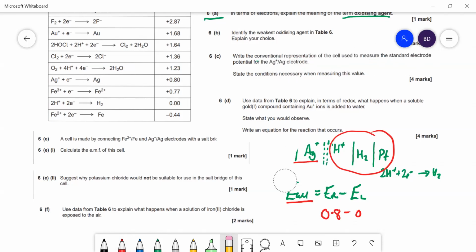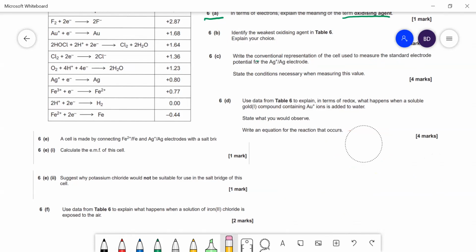Okay, state the conditions necessary when using that cell. Well, it's standard conditions, so it's going to be 298 Kelvin, 1 atmosphere pressure for the hydrogen, that's important, and the concentration of all ions, H+ and Ag+, at 1 mole per decimeter cubed. That is the standard conditions.